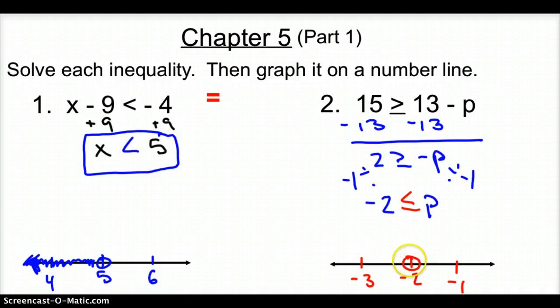Now instead of an open circle, it is a closed circle, thanks to the less than or equal to sign, so we fill in the circle. Now we also have to be very careful here, because it's negative 2 is less than or equal to p. So where are all the numbers greater than negative 2? Because negative 2 is smaller than p. So we want p to be big numbers, so p could be negative 1, could be 0.